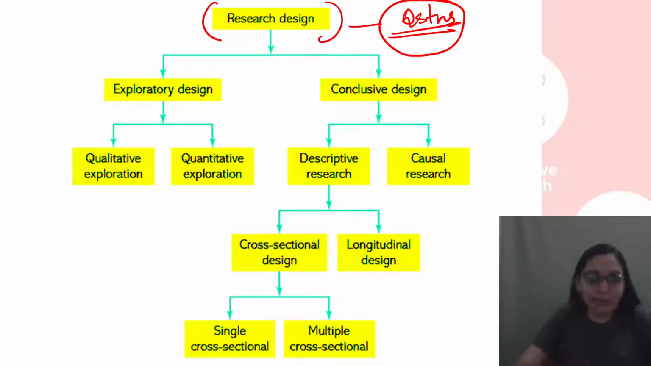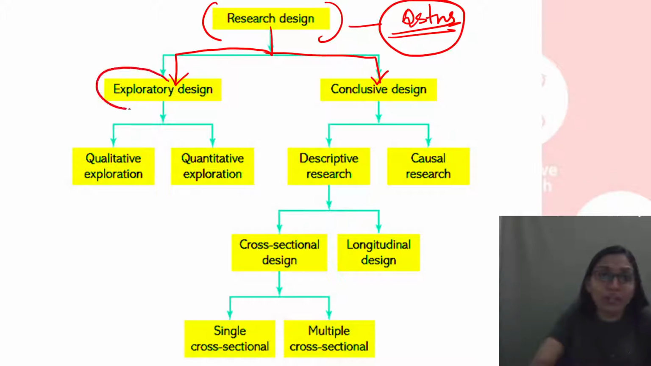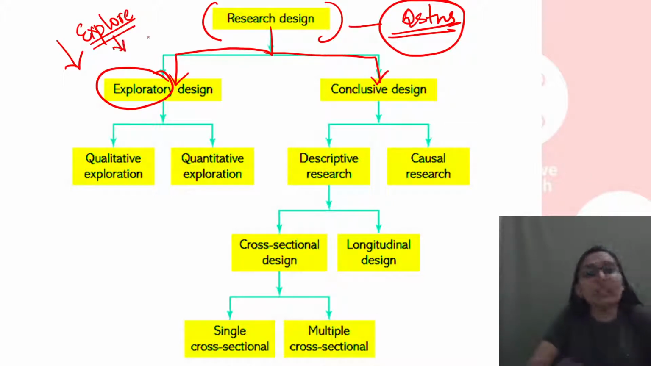So broadly, the research design, it can be broadly classified into 2. One is exploratory. If you remember, yesterday we discussed the concept of exploratory. Exploratory means to explore something. That is to find out something new.